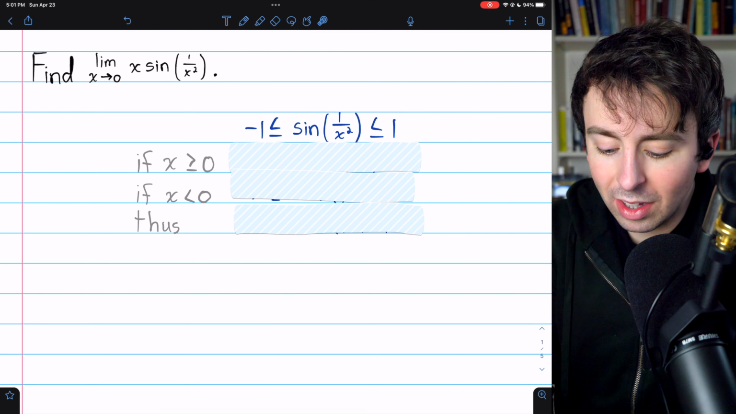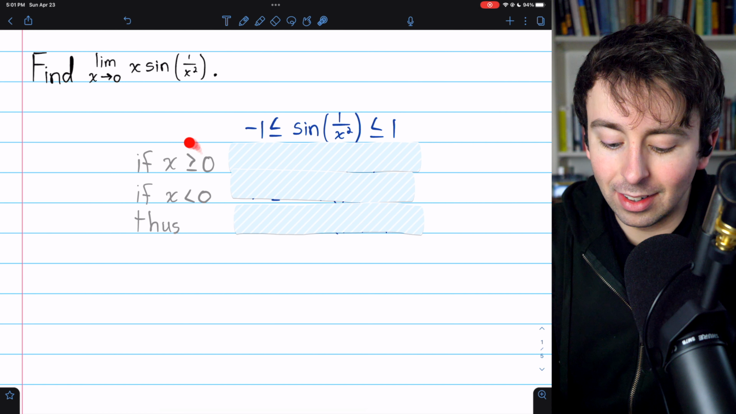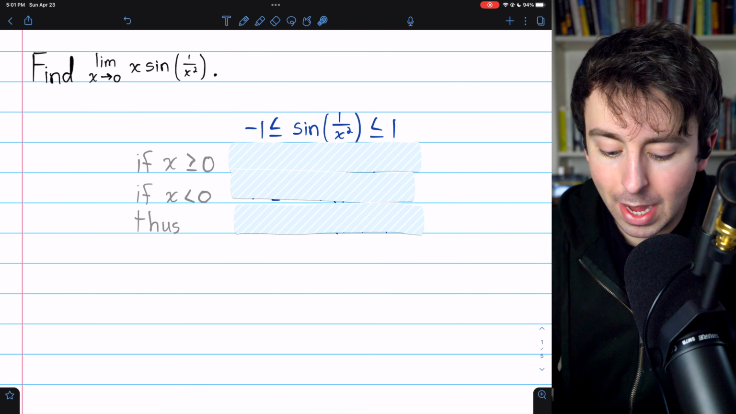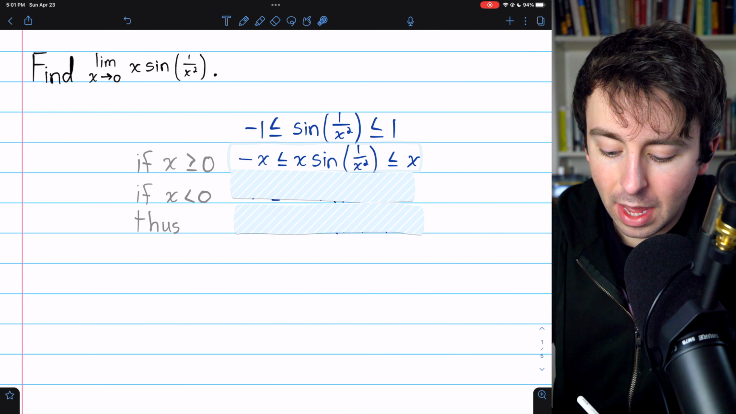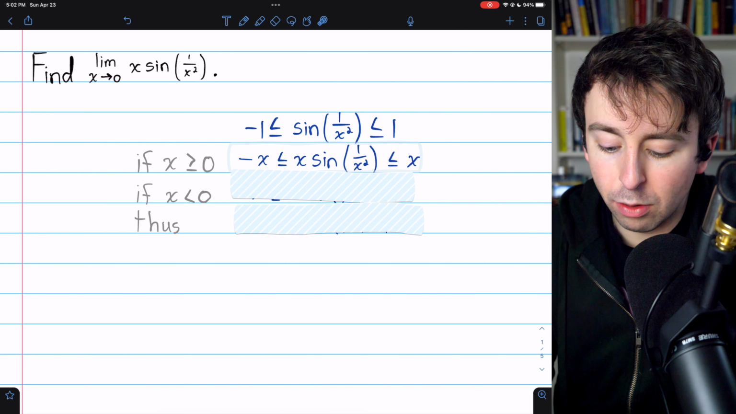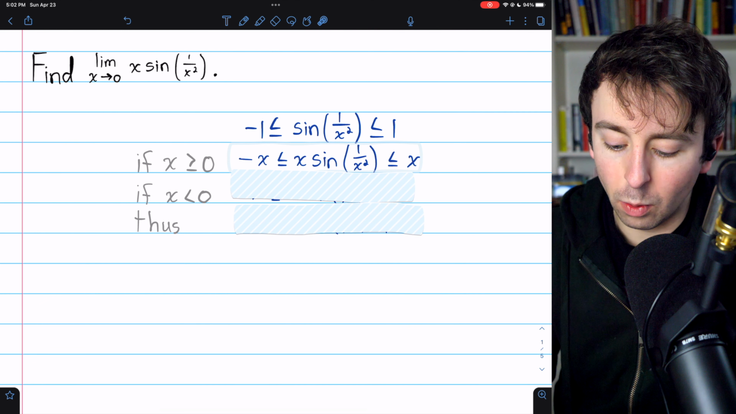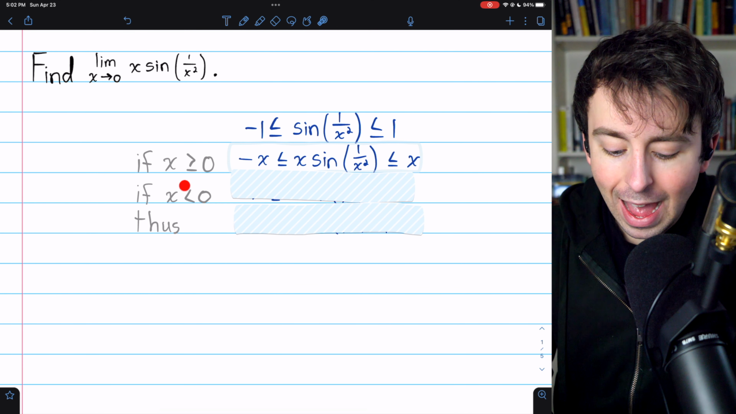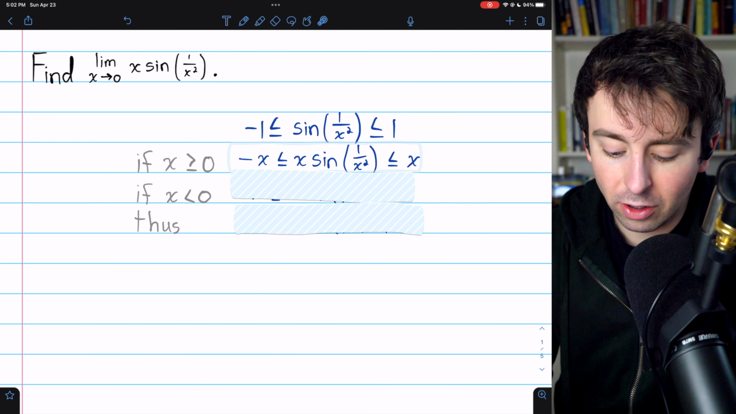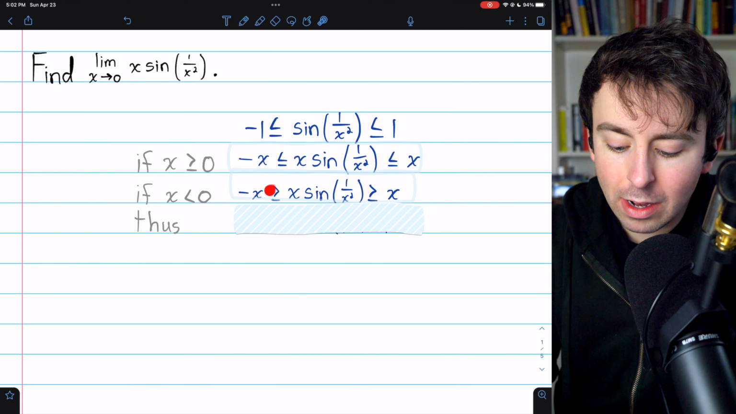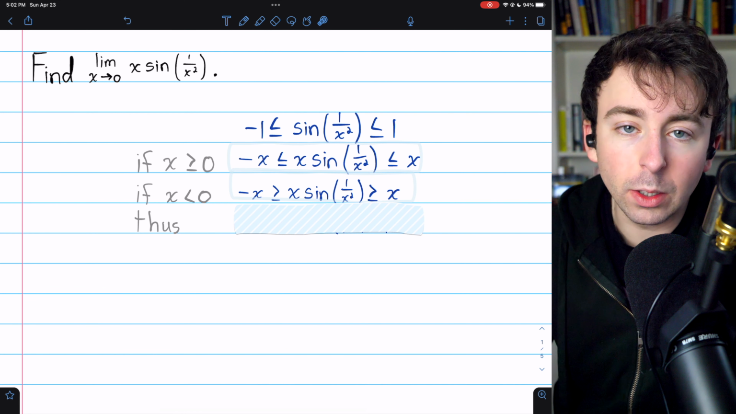So we have to consider what the inequality is going to look like if we multiply everything by x and x is at least 0, and what if we multiply everything by x and x is negative? Well, if x is at least 0, then nothing changes. The x gets distributed through the inequality. We have negative x is less than or equal to x sine of 1 over x squared is less than or equal to x. However, if x is negative, then the directions of the inequalities will all switch. And so we'll have negative x is greater than or equal to x sine of 1 over x squared is greater than or equal to x.